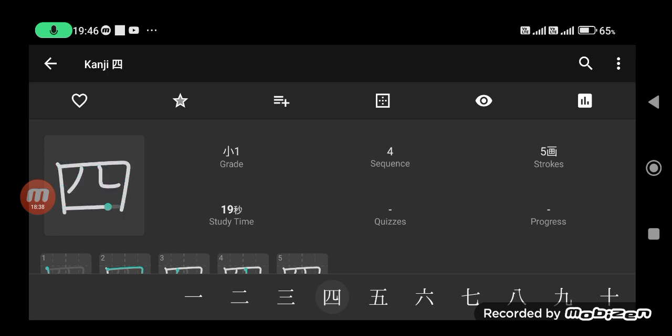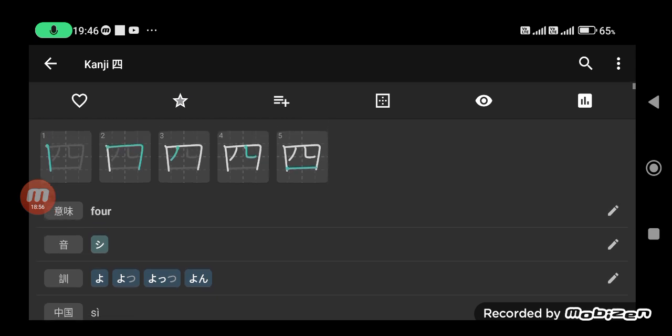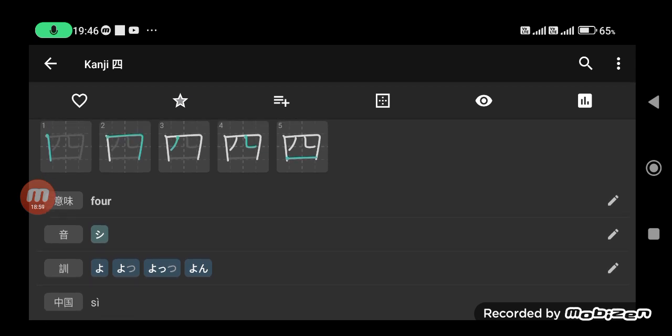So how many strokes do you see? 1, 2, 3, 1, 2, 3, 4, 5. 5 strokes. Again, 5 strokes. So that is shi. Onyomi is shi. And what are the kunyomi? What are the kunyomi for this, or the native Japanese reading for this kanji? There are 4 kunyomi for this kanji.